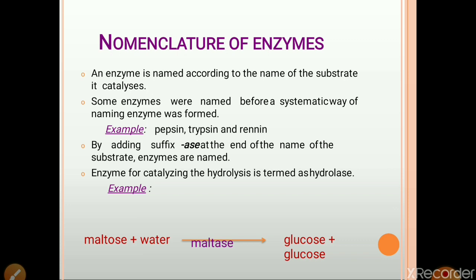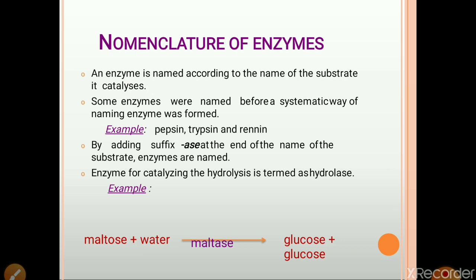So another side, nomenclature of enzyme. The enzymes are named according to the name of the substrate, like catalase. Some enzymes were named before the systematic way of naming enzymes was formed, for example pepsin and trypsin. By adding the suffix -ase at the end of the name of the substrate, the enzyme is named.